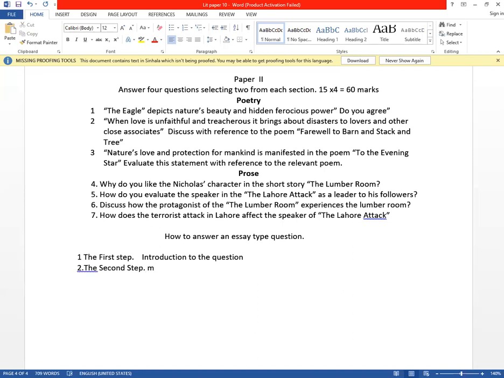Right. What is the second step? Discussion. Right. This is our second step. What are you going to do in the discussion? Actually, discussion is the real answer. Discussion is the answer. Okay. You are giving your views, your logical views, your ideas, your thoughts. This discussion step is very long.